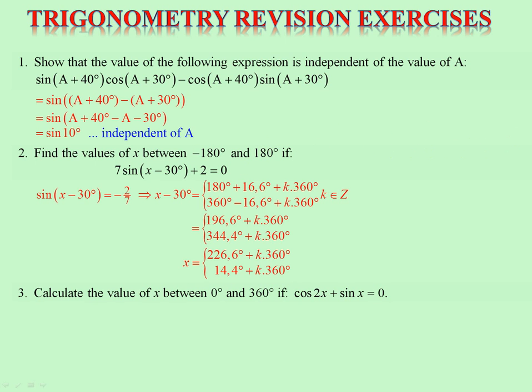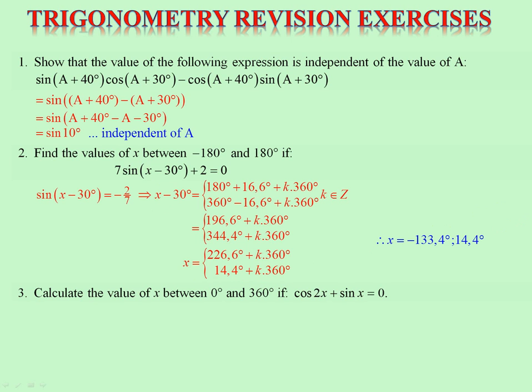Now we have to find the specific solution. So we find values of k that allow that to be the case. And we end up with negative 133.4. If k is negative 1, it gives it to us. If k is naught, we're too high. This one here, 14.4, if k is naught, if k is negative 1, we go too far back, beyond negative 180. So there are answers for that one.